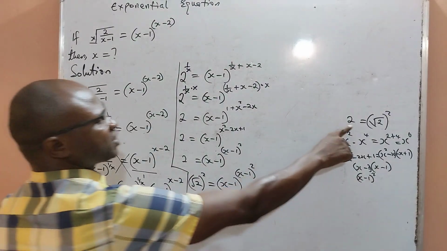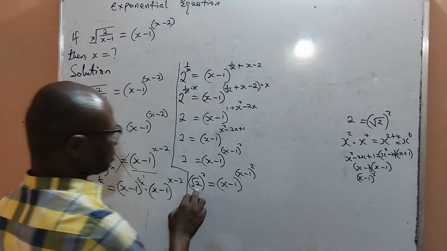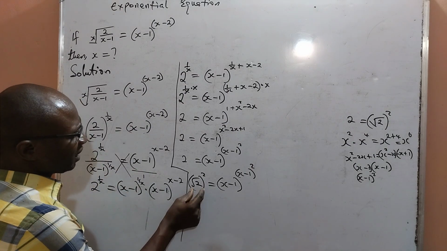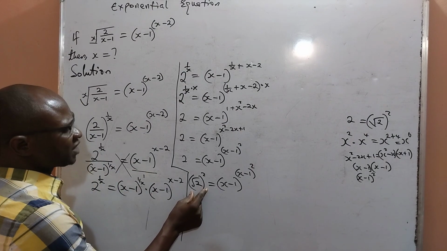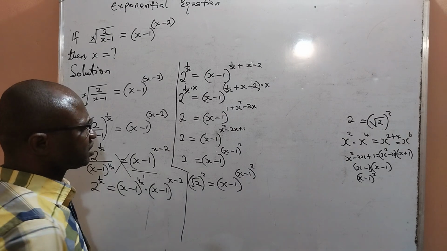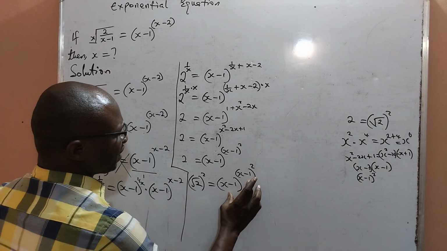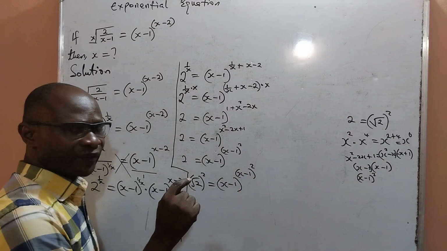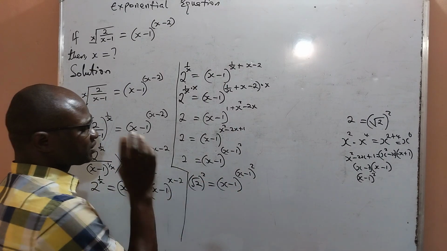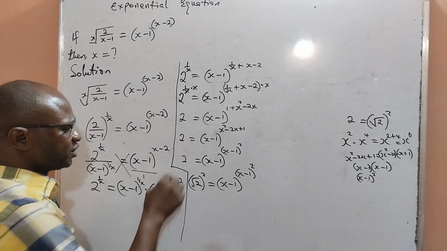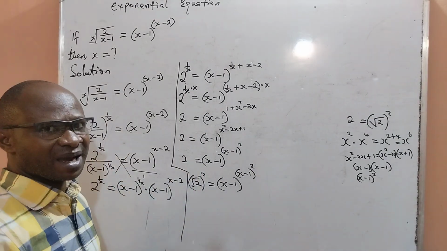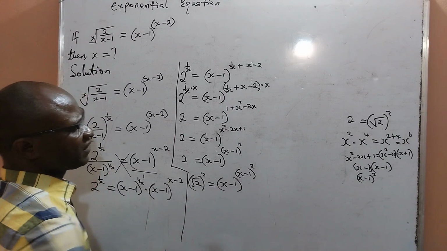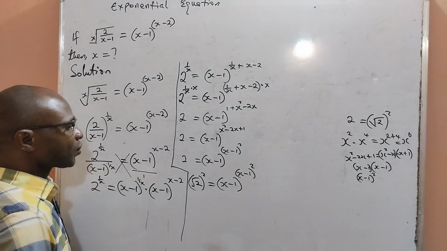The essence of replacing this 2 by square root of 2 raised to the power 2 is because I want to look for a way I can get something here raised to the power of the same thing, alright? Such that as I have here, I have x minus 1 raised to the power x minus 1. So I want to get something similar to that here, where I have the base and the power being the same, so that I can apply the law of indices in getting the final value for x.